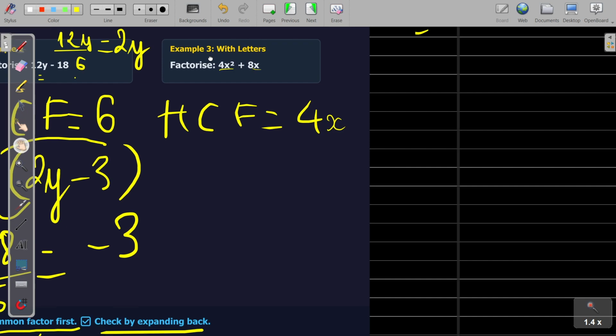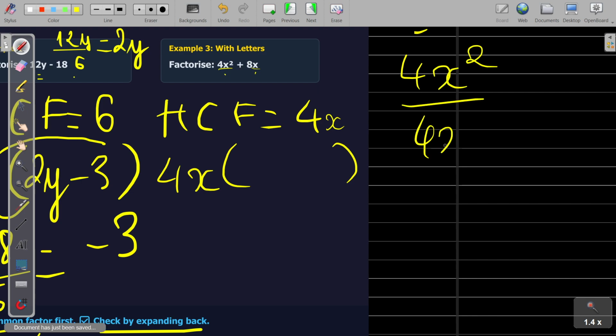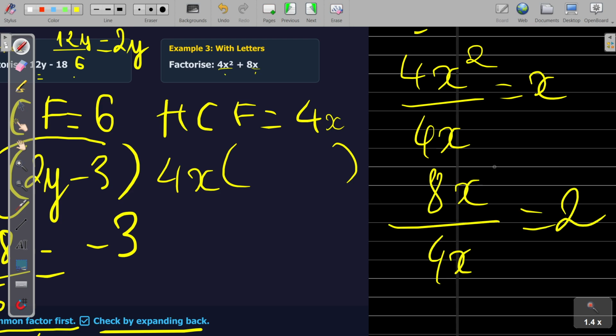So that's our HCF. Once we have our HCF, again as usual, we have our 4x outside and then brackets inside. We're going to divide 4x squared and 8x by 4x to find what's inside of this bracket. I'll do it on the side here. 4x squared divided by 4x is going to be x. 8x divided by 4x is going to be 2. So I write x first and then positive 2, so x plus 2. And that will give us 4x multiplied by the bracket x plus 2.